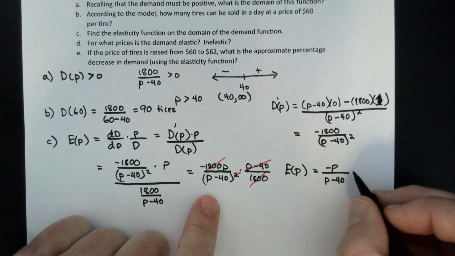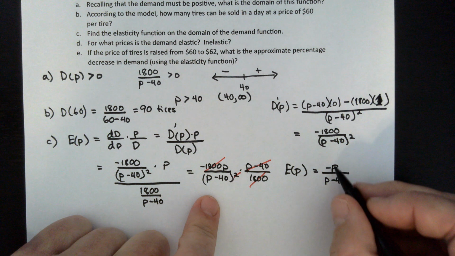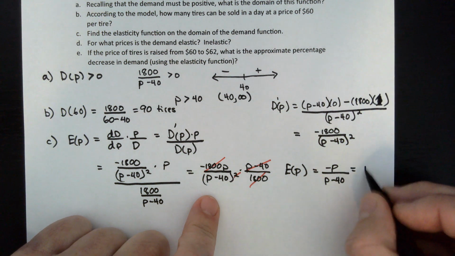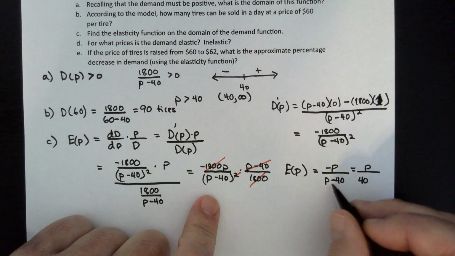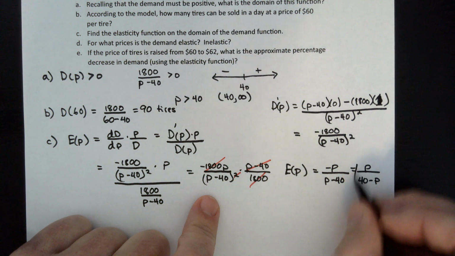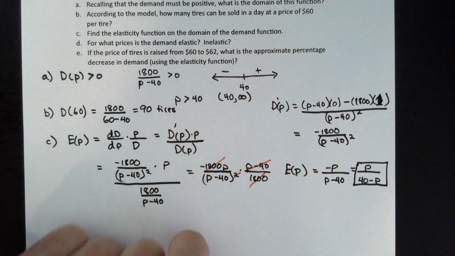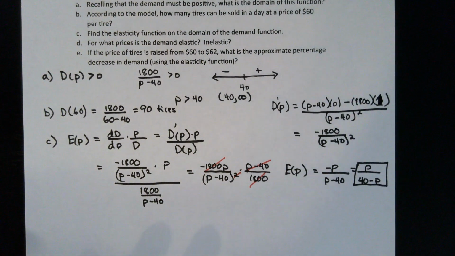Okay, you could also write that a little differently. You could put the negative on bottom. So positive p, change the sign of these two, so it'd be positive 40 and then minus p. Okay, this is the one I'm going to use, but you could use either one. Okay, so that's the elasticity function.